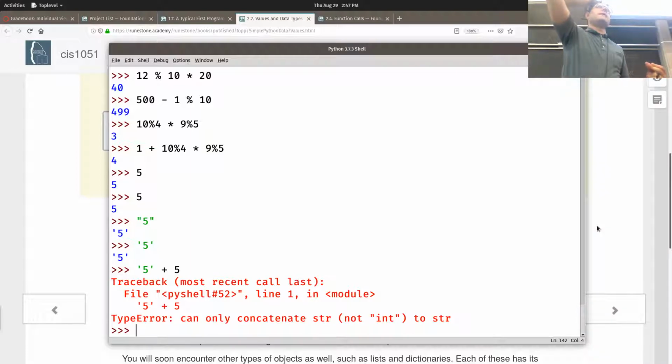Yes? Is there a difference between a char and a string? Not in Python. There is no difference between a char and a string other than the fact that a char is just a single character string. So his question is, is there a difference between chars and strings in Python? And the answer is not really. So what is a char? A char is a character. In other languages, you build strings from characters, and a character is just a string of one length. So that's what he means.